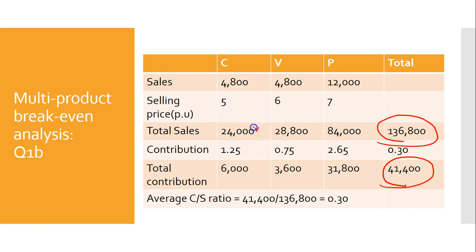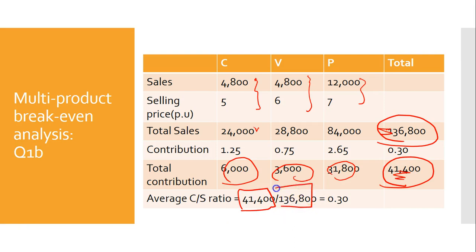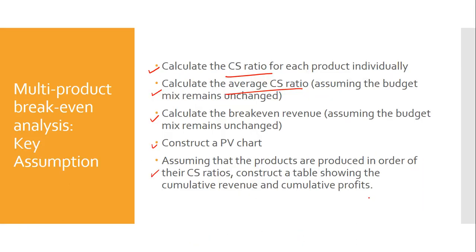And we can see, to get the total sales, we literally have to multiply sales times the selling price for each of them, add them all together, and then you have your total contribution over here. That enables us to then work out total contribution divided by total sales, giving us this average C over S ratio. And from here, we can do all the other little things we talked about in the earlier lecture.